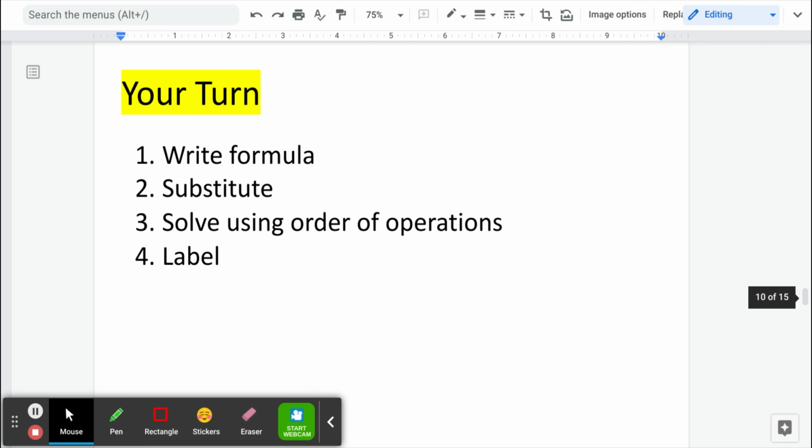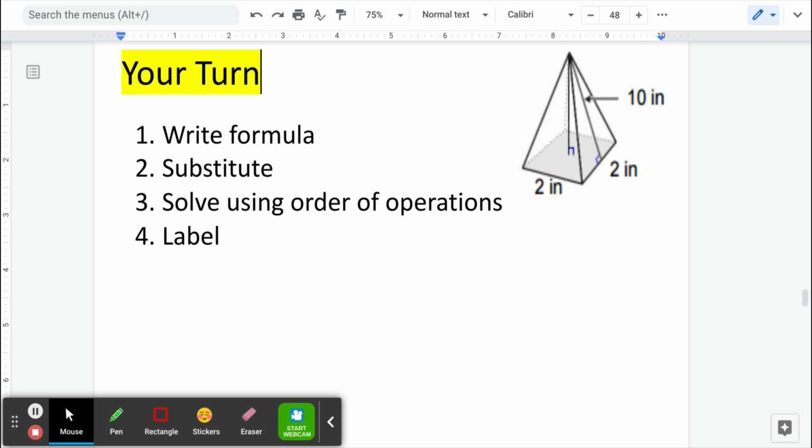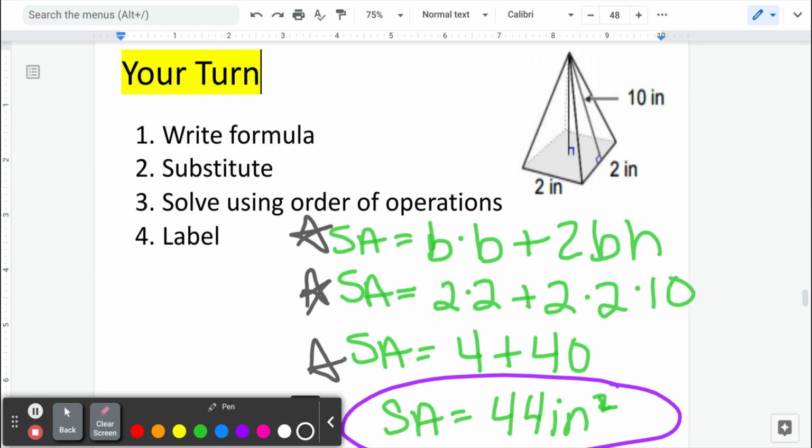Go ahead and try this next one. We'll pause the video while you work. And here's the correct answer to this you try. How'd you do? Did you write your formula? Did you substitute? Did you solve correctly? And of course, did you label at the end there?